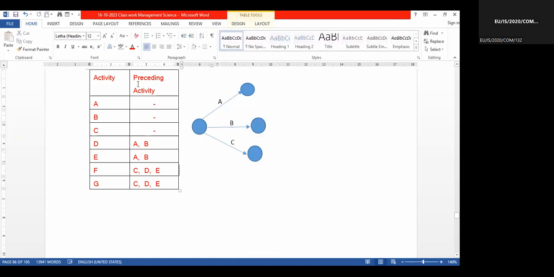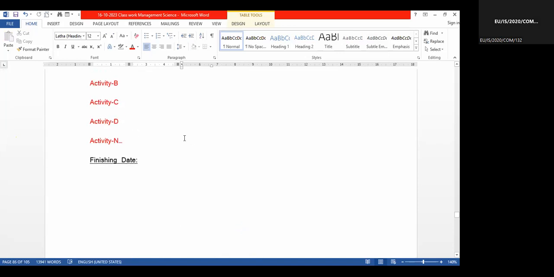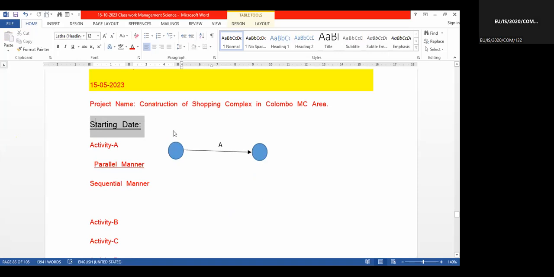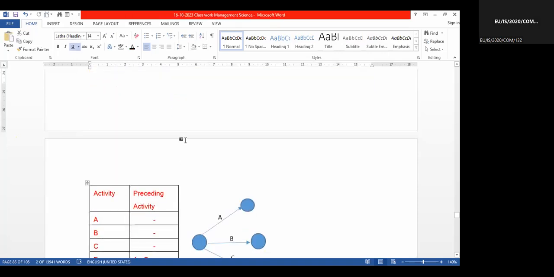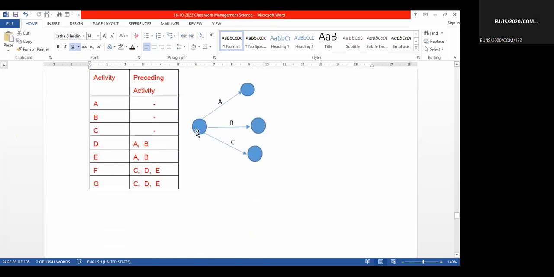These are preceding activities. There are no preceding activities. Just all are starting from one origin, right? To denote activity A, I have used this arrow. There is a definite starting tail event and head event. For B also the same starting, because the project's starting time and finishing time are one. One starting time, one finishing time, right? So therefore, starting and finishing are only one circle.